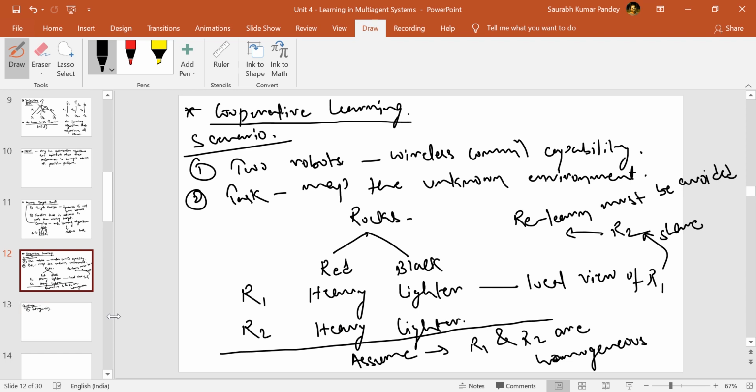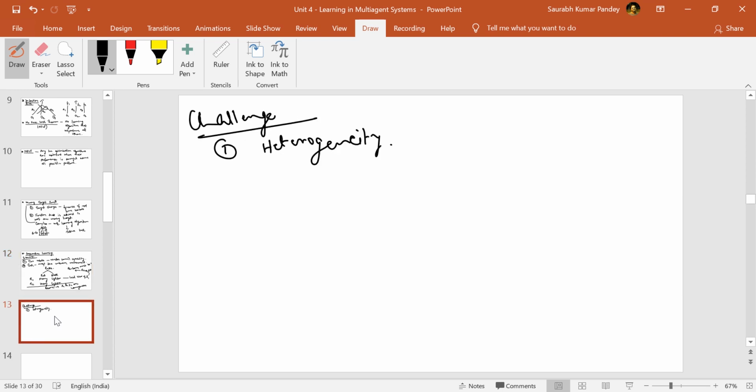However, we must understand that even though the heterogeneity is there, if R1's data is shared to R2, then R2 directly goes and lifts that particular rock, and it will help in making informed decision making on their aspect. So this is one of the challenges.